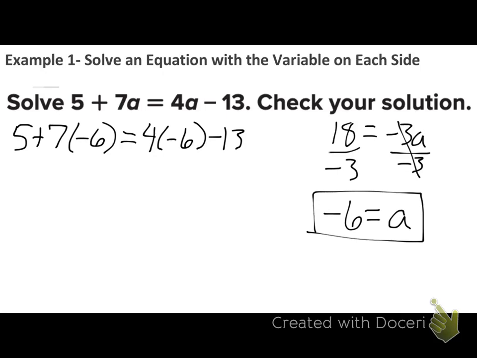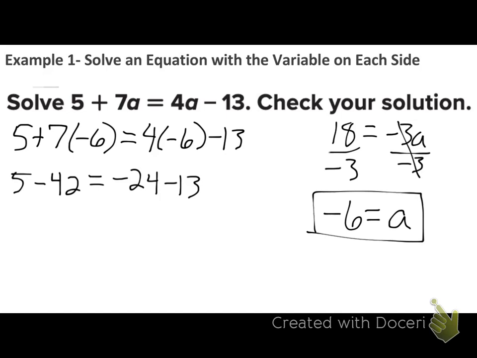Multiplication. What is 7 times negative 6? 36. No. 42. Negative 42. Multiplication is going to come first on the right as well. What's 4 times negative 6? Negative 24. Are you okay with my first step, checking my work?